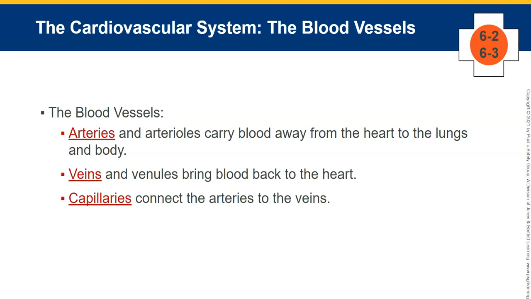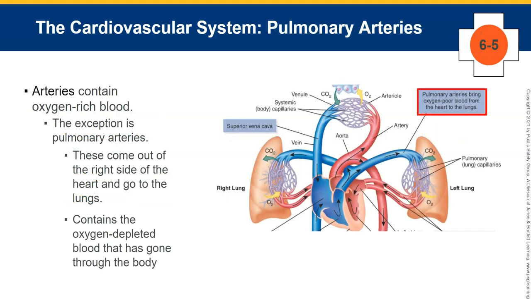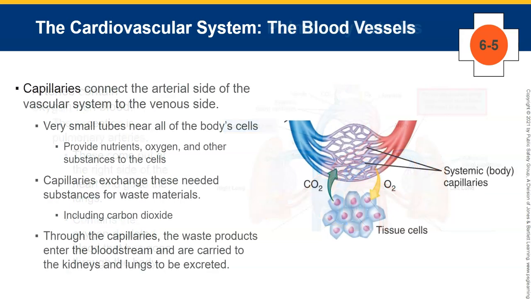Now let's discuss the blood vessels. Arteries and arterioles carry blood away from the heart to the lungs and body. Veins and venules bring that blood back to the heart, and the capillaries are the ones that connect the arteries to the veins. In this figure, you can see the pulmonary arteries, and you can basically follow the blood around through the heart, through the lungs.